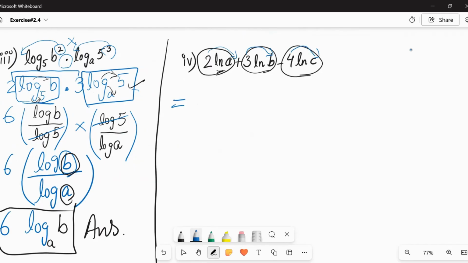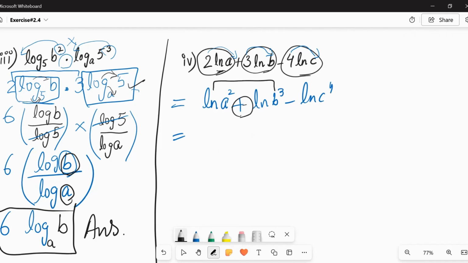So just apply the power rule and we will write like this: ln a square plus ln b cube minus ln c4, right. Now these terms, the relationship between these two terms is positive, addition.